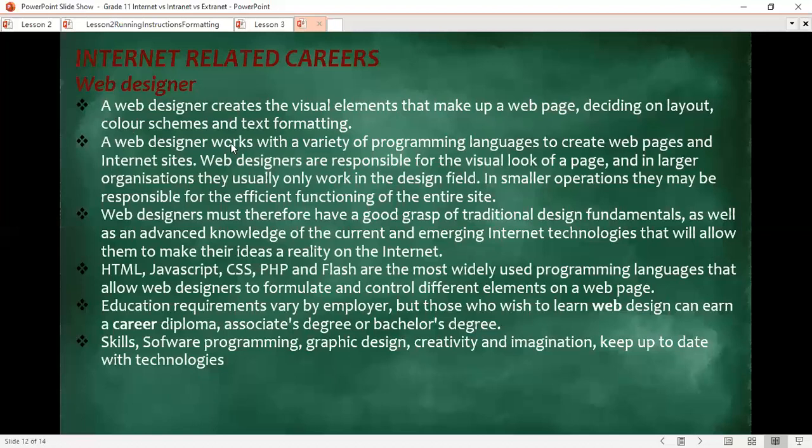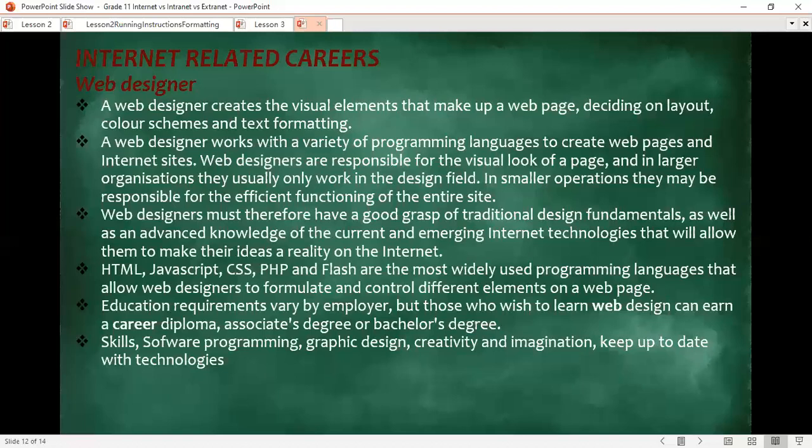And then a web designer works with a variety of programming languages to create web pages and internet sites. Web designers are responsible for the visual look of a page. In large organizations, they usually only work in the design field. In small operations, they may be responsible for the efficient functioning of the entire site. So here, the web designer needs to know programming languages in order to structure that website.